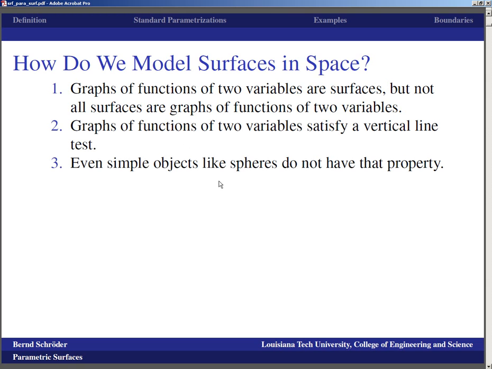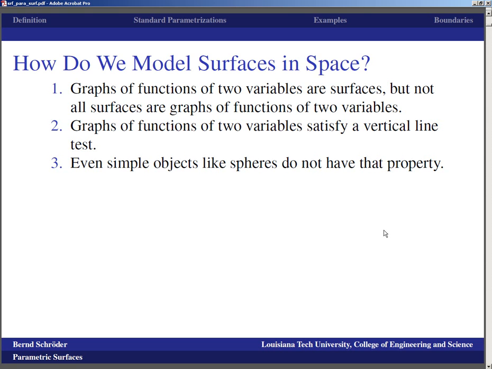And if you have something like a sphere, a sphere doesn't satisfy a vertical line test, because unless you've got a line that is tangential to the sphere, every line either intersects that sphere not at all or twice. And so that means we need another idea to model surfaces in three-dimensional space.